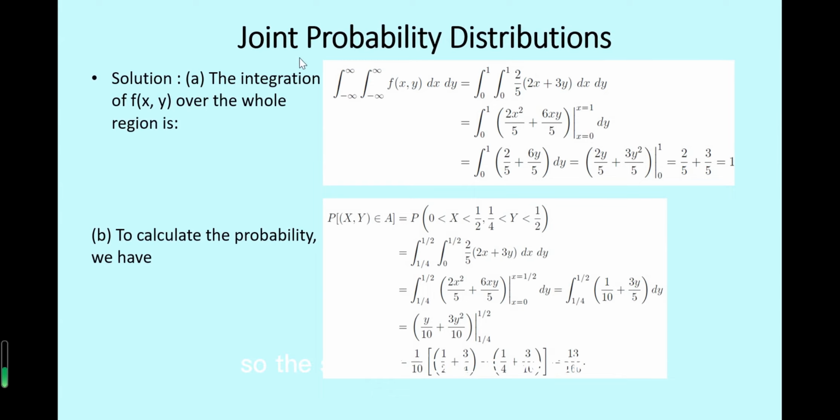So the solution for A is we take the integration of f(x,y) over dx and dy. With mathematical manipulation, we can verify that it equals 1. So this complies with the definition of a joint probability distribution. And for question B, we just calculate the probability in the region A, also by taking integration. With several steps, we get a result of 13/160.